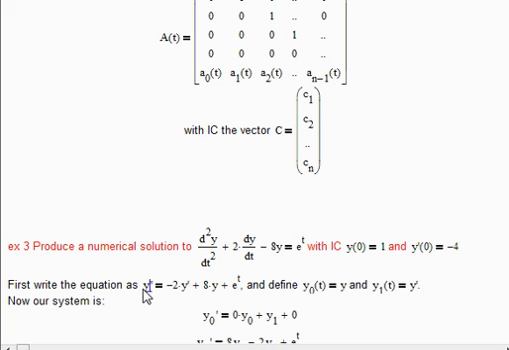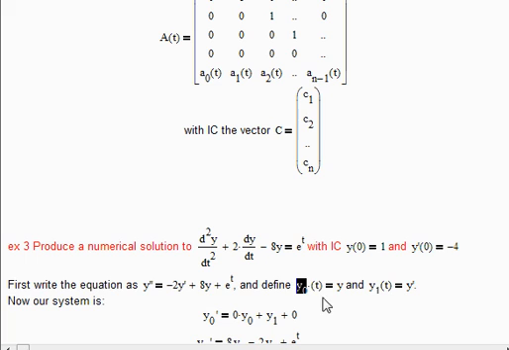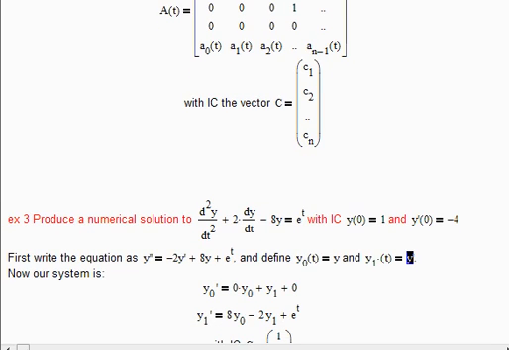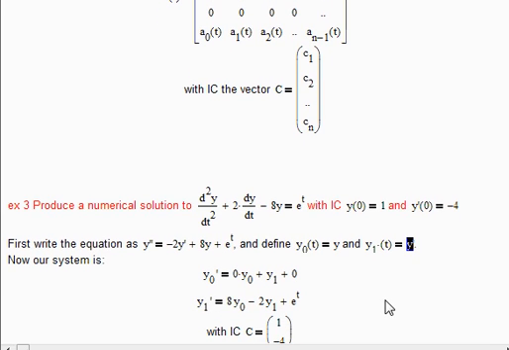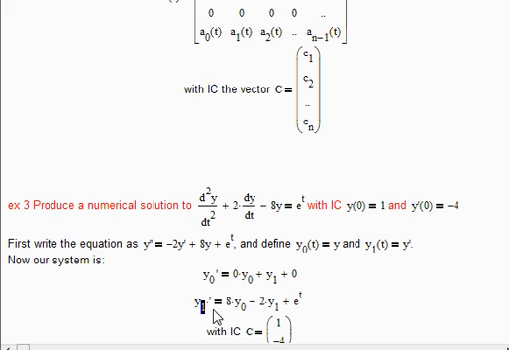So we start by solving for this. y double prime equals negative 2y prime plus 8y plus e to the t. So we define y0 of t as y, y1 of t as y prime, and then we have a system of first order equations. Instead of having a second order equation, we have two first order equations, and one of them says y0 prime is 0 times y0 plus y1.